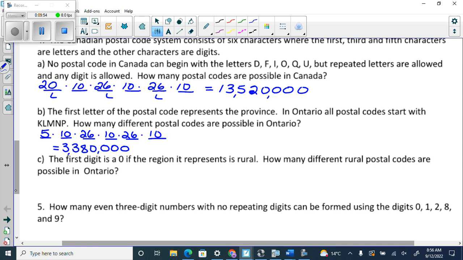The first digit is an O. Should be at. Oh, stupid. An O. There should be an N in there. And a 0.